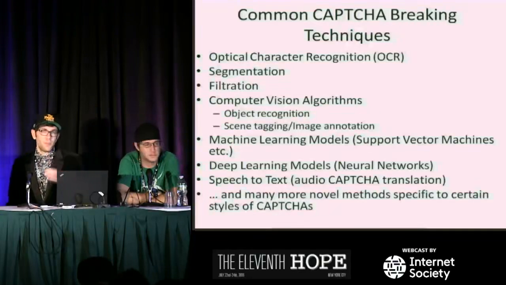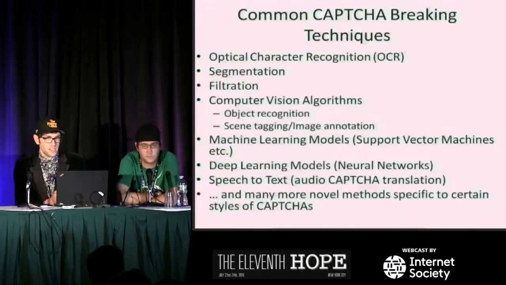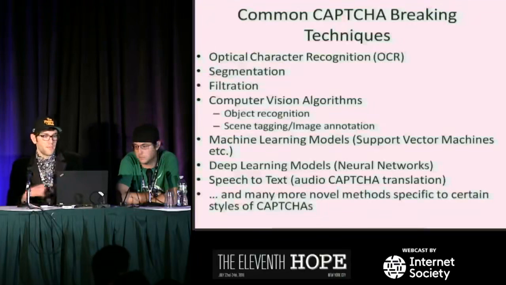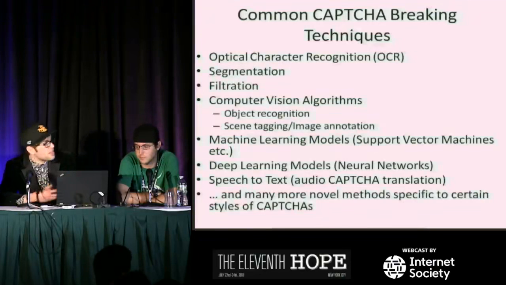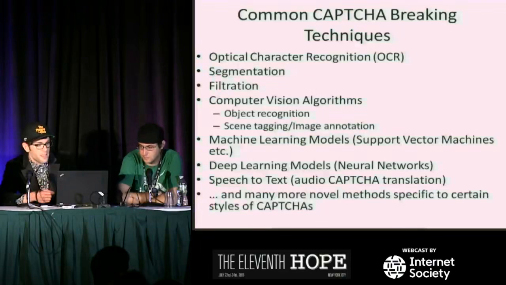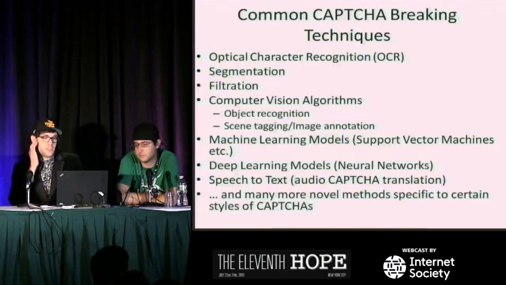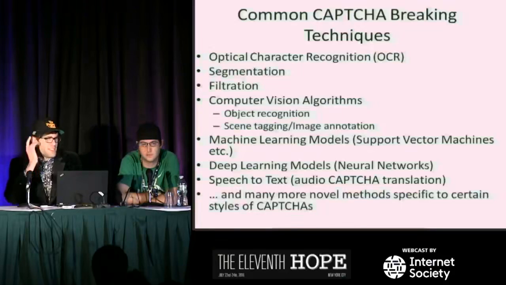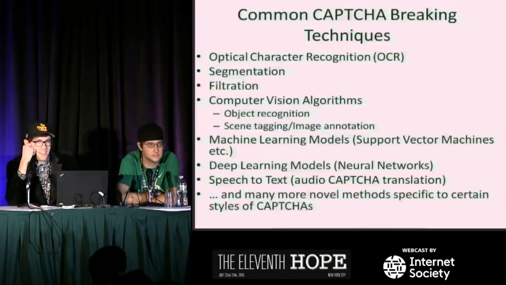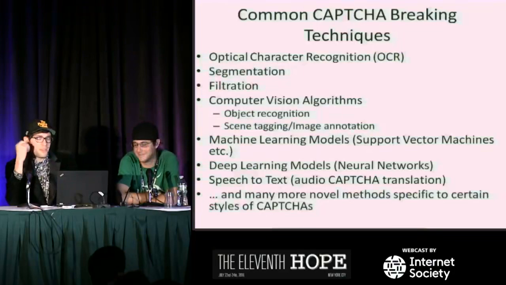Segmentation is just, we want to be able to separate individual characters or important pieces of an image out and identify them. Filtration is designed to cut through noise, filter out additive noise, lines, garbage, things like that. We have computer vision algorithms. Who here has played with Intel's OpenCV at all? Just give me a yay if you have. Okay, so we got a couple people there who do computer vision stuff.